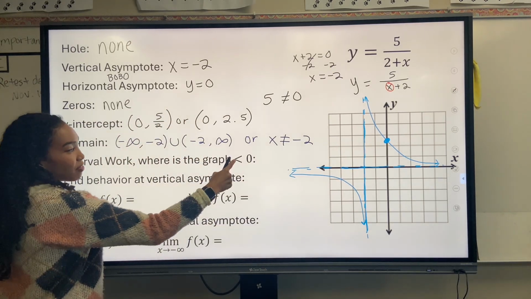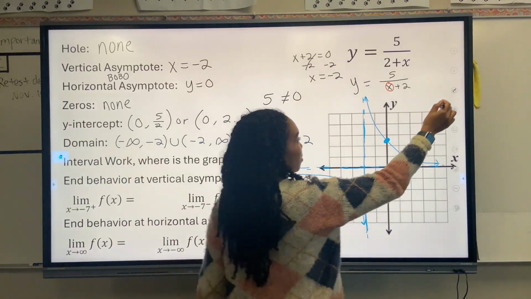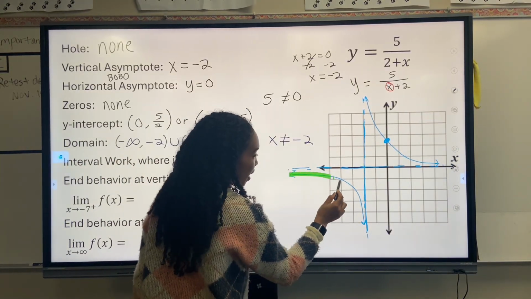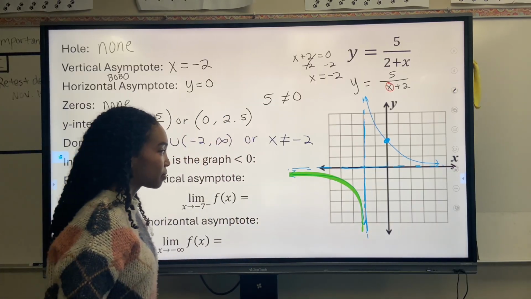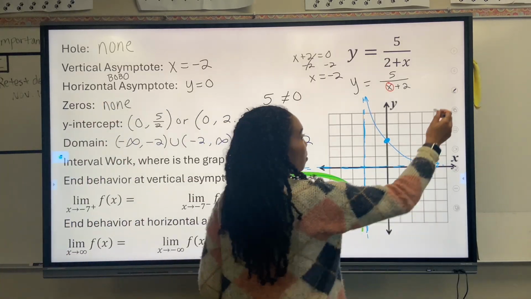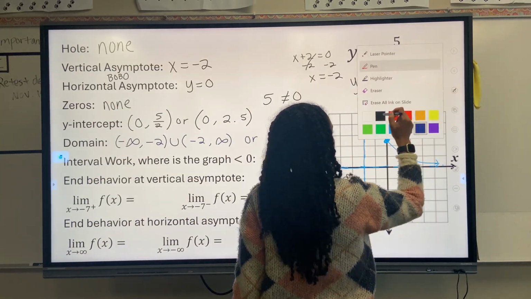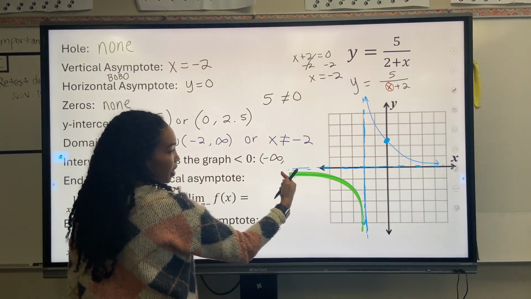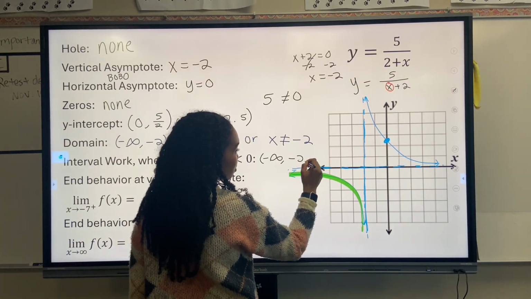Where is the graph less than 0? Well, this is the part of the graph. Let me highlight it. This part of the graph is below 0. So the domain for that part that I just highlighted is negative infinity, and it goes to the asymptote, negative 2.